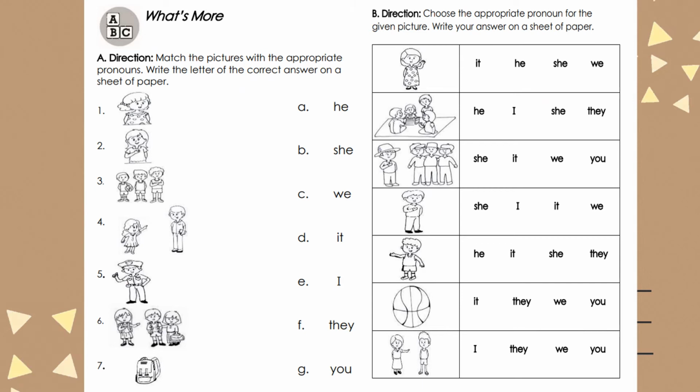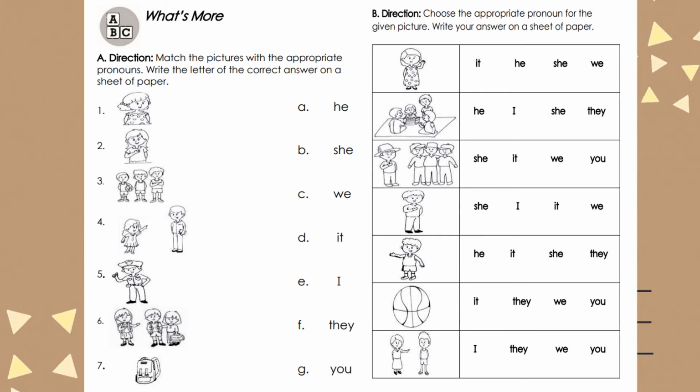For what's more, match the pictures with the appropriate pronouns. Write the letter of the correct answer on a sheet of paper. Here are the choices. Letter A, he. Letter B, she. Letter C, we. Letter D, it. Letter E, I. Letter F, they. Letter G, you.